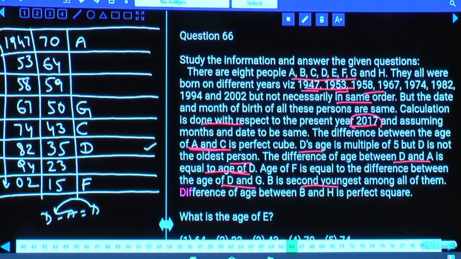And B is the second youngest. As B is the second youngest, what is his age? 23 years old. And the difference of B and H is a perfect square. H can be either 64 or 59, out of which B is 23. 59 minus 23 is 36, a perfect square. Hence, what is the age of H? H is 59. If H is 59, then who is the person left over? E is 64.